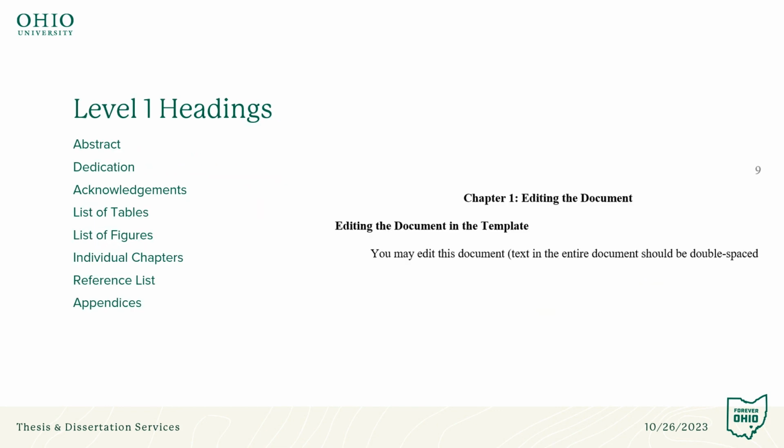Headings have a hierarchical structure and are used to organize a manuscript. Level 1 headings, also called a main heading or Heading 1, should include the abstract, the dedication, the acknowledgments page, list of tables, list of figures, individual chapter heads, references, and appendices. Level 2 headings are typically used within chapters to subdivide sections, as seen in the example on your screen.